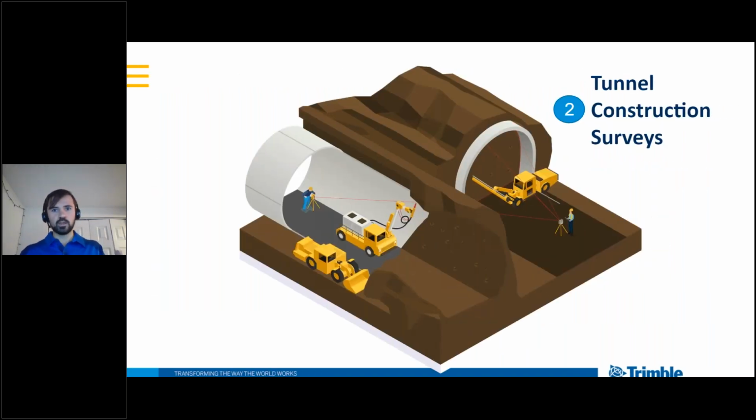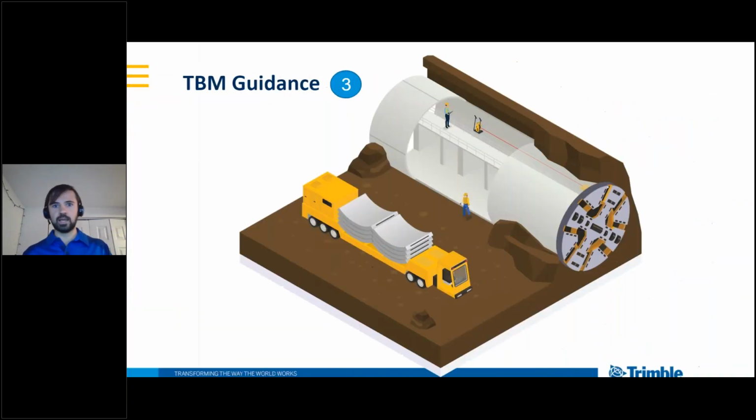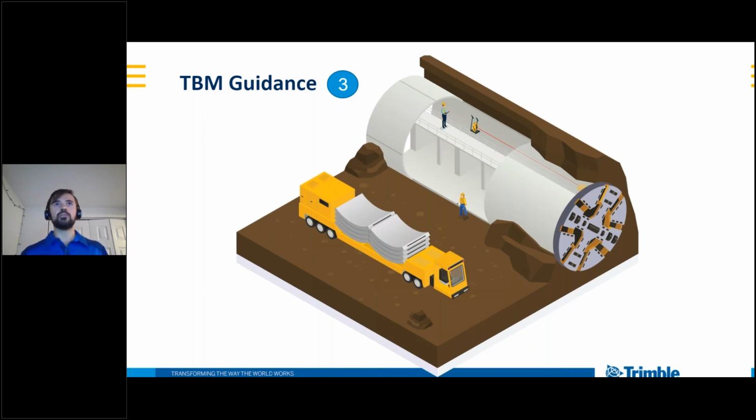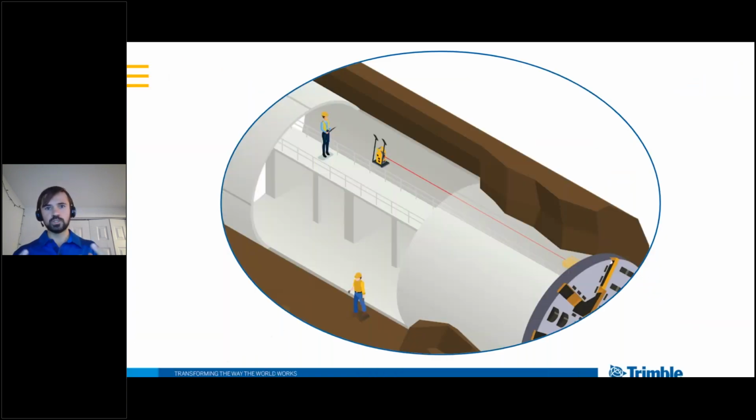All right, so we got through the tunnel construction process. Now we're going to move on to more TBM guidance, which is a part of the construction process, but kind of has its own niche survey techniques involved. So typically with these TBM systems, there's always a total station that's providing that information to the operator to make sure they're on the correct alignment.